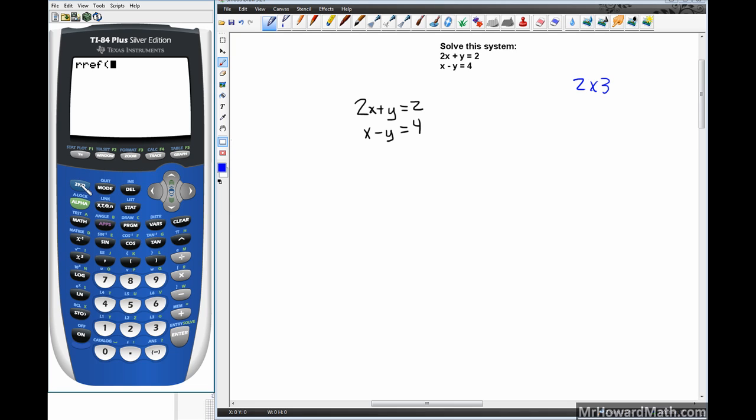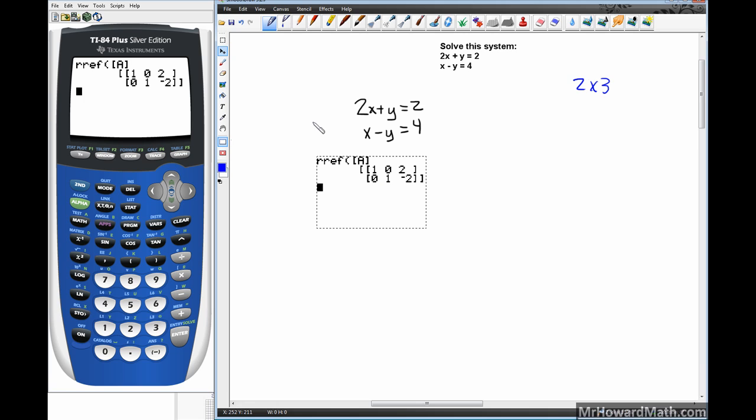Now we want to hit second matrix again. Again, everything goes through this matrix button. Hit enter because we are choosing matrix A that we have created. Now we can close the parentheses or not, it doesn't matter. Hit enter, and now our calculator gives us the solution. So let's drag this over and take a look at what it's really telling us here.